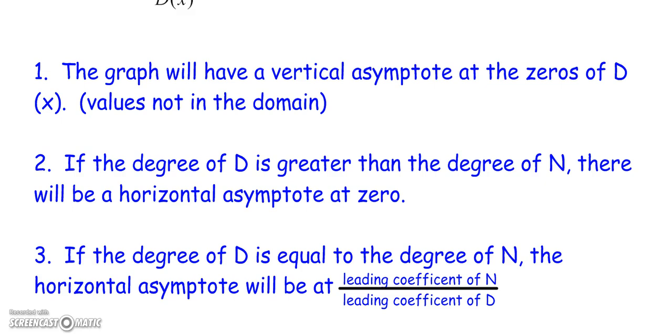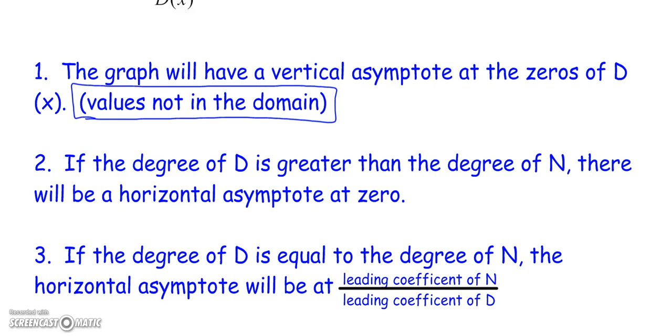And another way to think about this, while you're not going to find it written this way, is values not in the domain. Because if it makes the bottom 0, that's going to make the graph rise or fall very rapidly as it approaches a specific number.